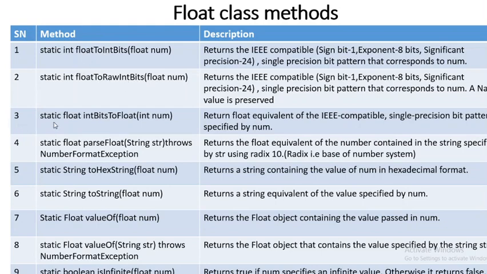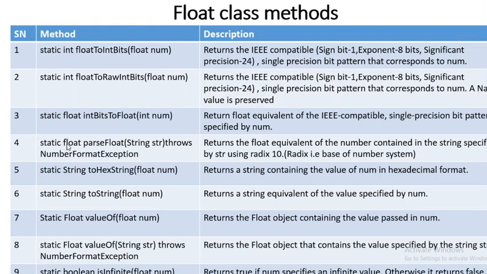Next, static float int bits to float in bracket int num. Return type is float, primitive data type float. It is used to convert int bits to float. That means all these methods are very easy. Whatever the names given to these methods are very meaningful. Itself these methods are telling the meaning. What does it return? Int bits to float. That means integer to float. So whatever the integer number you are giving over here, this number is getting converted into float by using a single precision bit pattern.